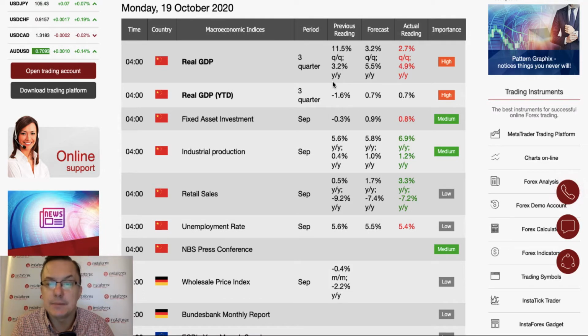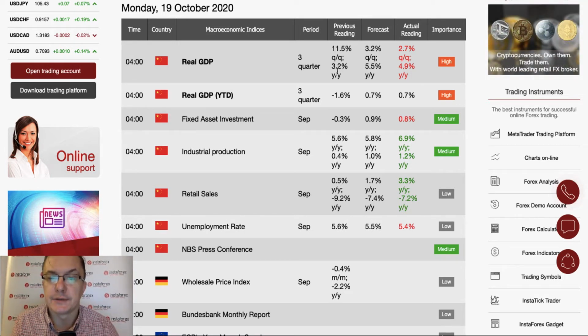So on the yearly basis we still have a slight increase, because the forecast was 5.5%, we got 4.9%, but as you can see the previous reading was 3.2, so this actual reading is higher than the previous reading. So yearly China is still growing, but not as fast as anticipated. And year to date for the third quarter, the GDP is 0.7%, so it's still growing, but the previous reading was minus 1.3%.